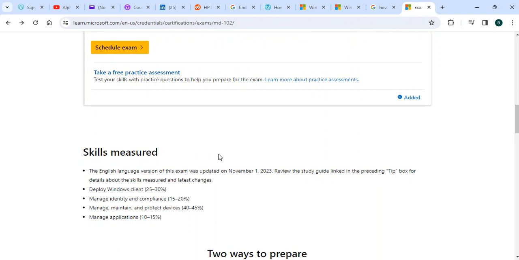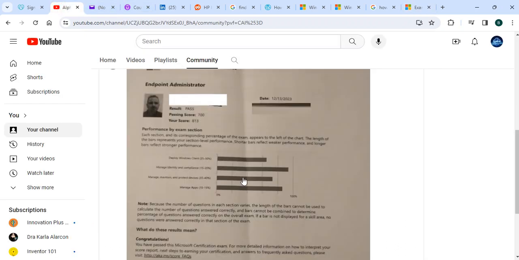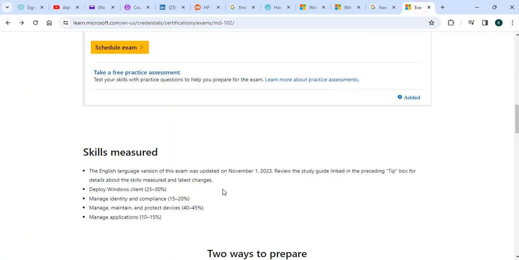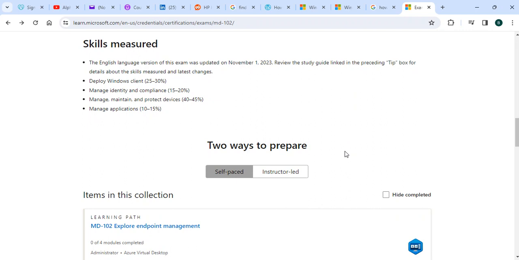It will give you about deploy Windows clients, about 25 to 30 percent of the questions. Manage identities and compliance, as I mentioned, 15 to 20, manage, maintain, and protect devices 40 to 45%, and manage applications 10 to 15%, which I am going to show you in here. As you can see, I have a fair amount of each, but what I was most good at, as far as I see here, is manage identities and compliance, which is very good.